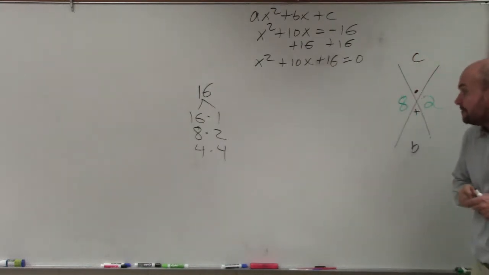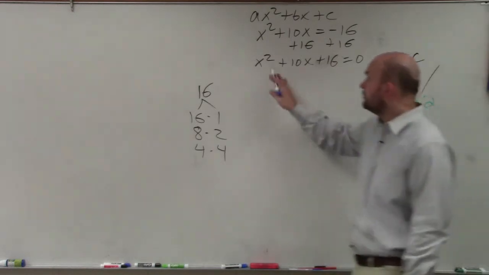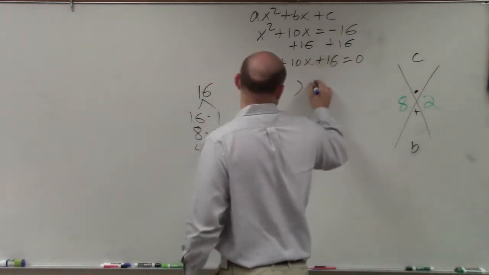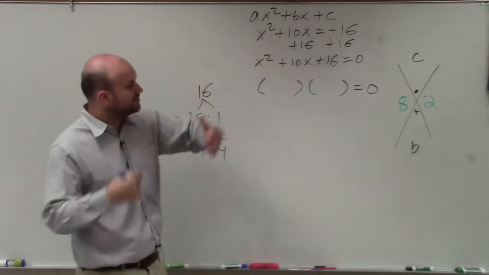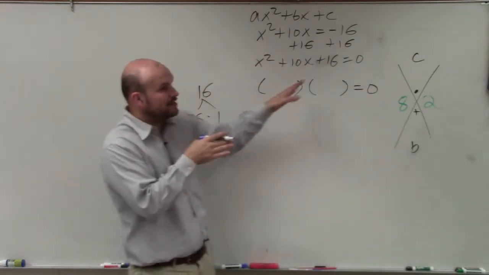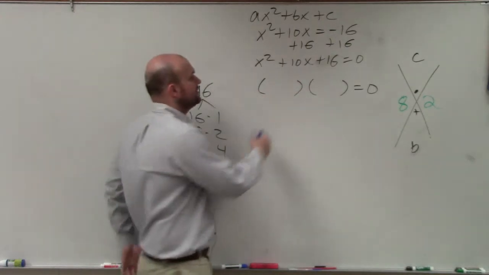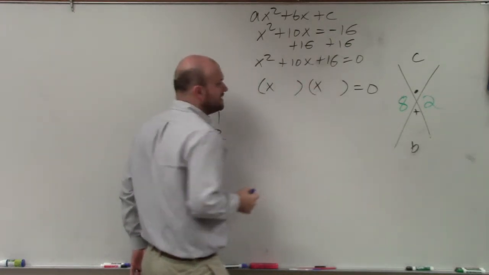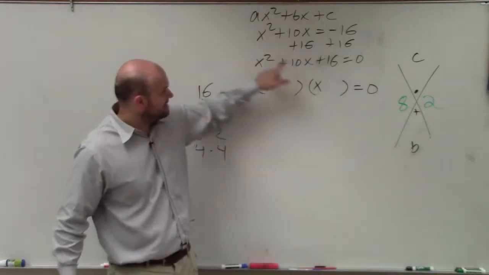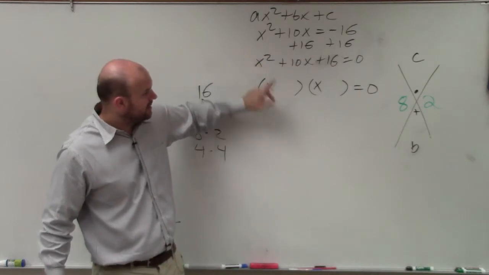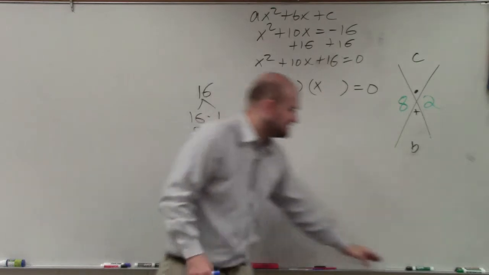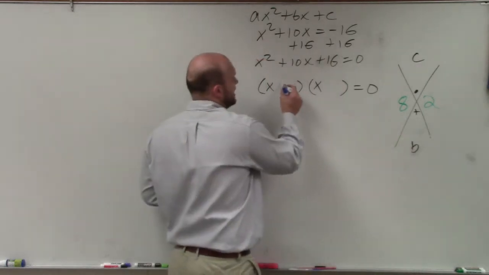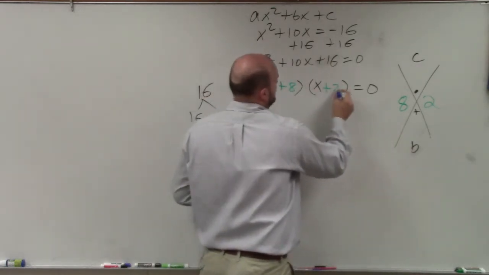8 and 2. Now remember, we're writing this as a product. So when you're factoring trinomials, that's going to basically give you a binomial times a binomial. If you guys remember doing FOIL, two binomials multiply to give you a trinomial. Now, in that trinomial, x times x gives you x squared. All right? Well, we know our two numbers here have to multiply to give us 16. So we'd have plus 8 and plus 2.